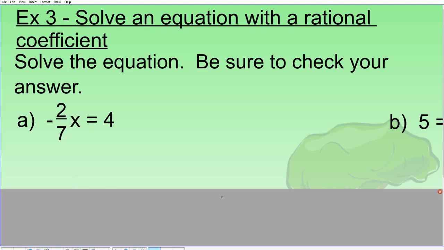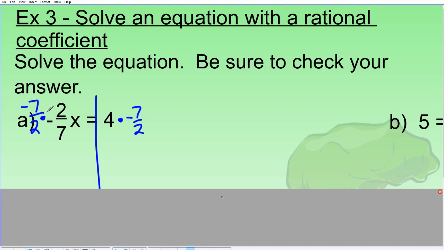I'm going to divide by negative 2/7, but the rule for dividing fractions is you flip it, that's the reciprocal, and you multiply. So if I multiply both sides by the reciprocal, watch what happens here. This is the reciprocal of that fraction on both sides. Now, on the left-hand side, these two fractions actually cancel each other out. I'm dividing by the same thing.